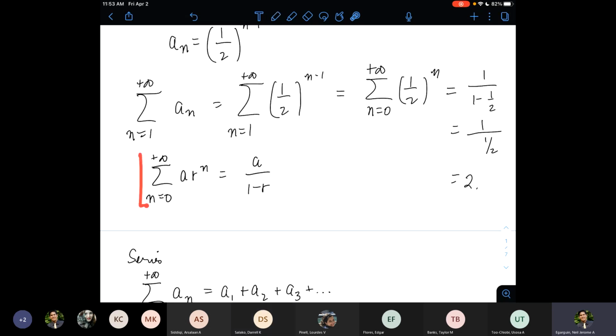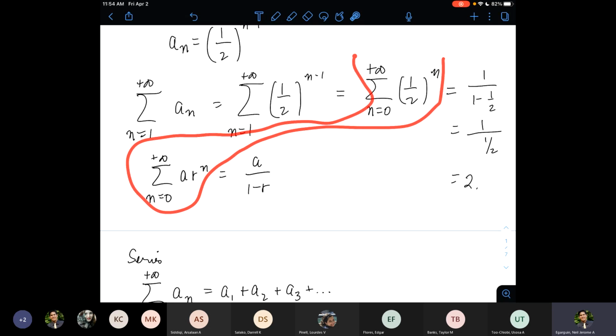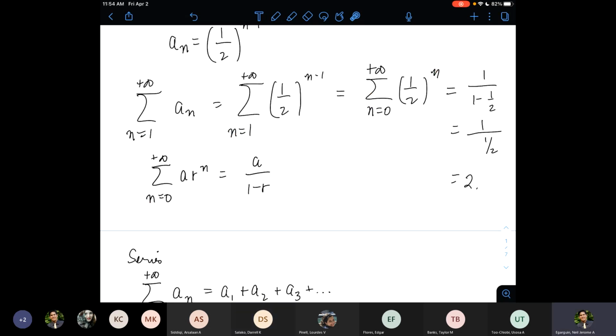So again, I'll look at what is a and r. If I compare these two, here I see that a should be equal to 1 because that's the constant multiplier in front of the power of n, right? And then what's raised to n? r is the one that is supposed to be raised to n. Here, our base is 1/2, so r is equal to 1/2. So I simply plug in a equals 1, r equals 1/2, and I simplify, I'll get 2.